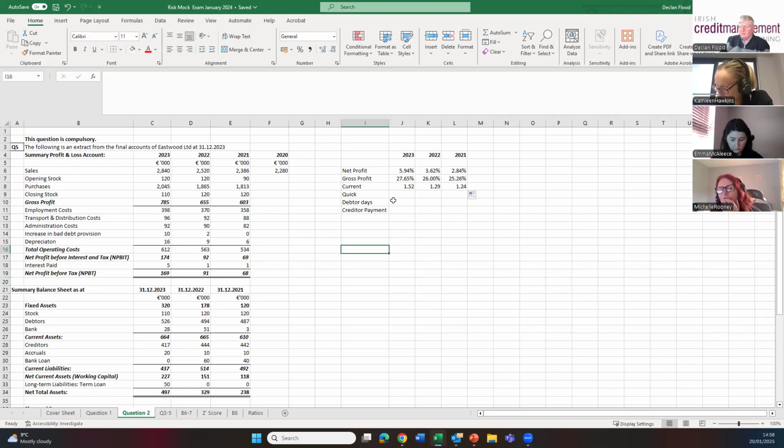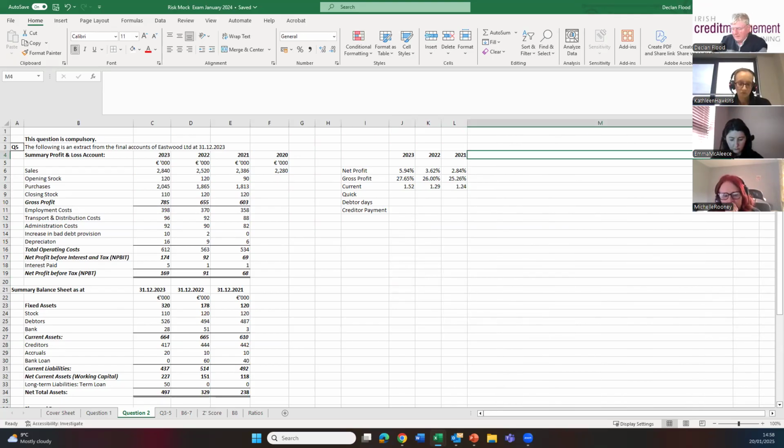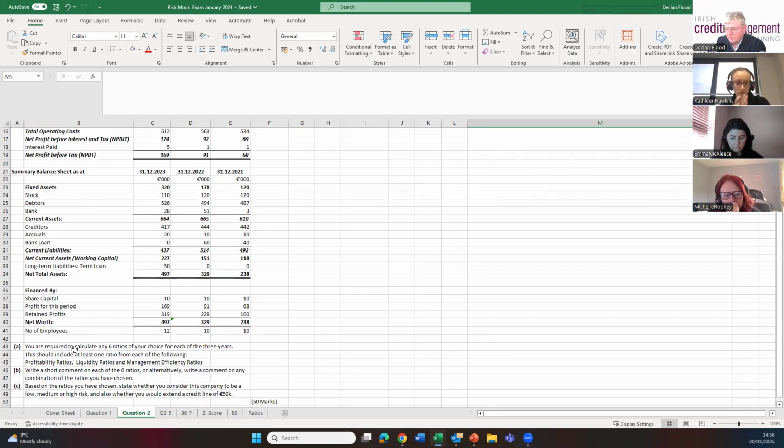So however you find to do it as well, just do it. But here is the next thing, and you can do it here as well. You can do a comment. So it does ask you to calculate the ratios, which is part one, and then write a short comment on each of the six ratios or on any combination of the ratios.